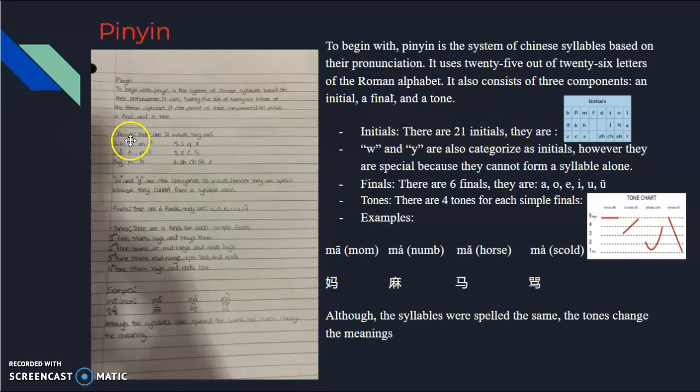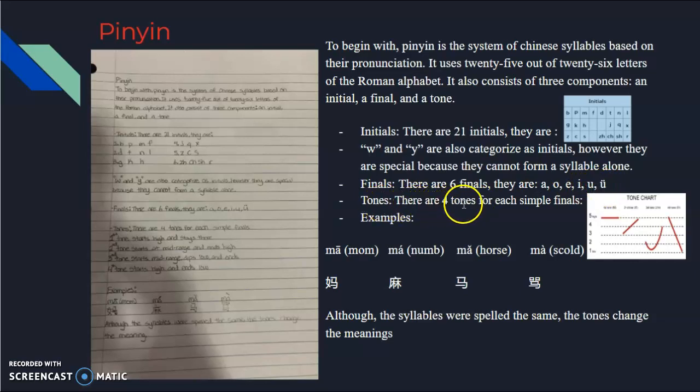They are B, P, M, F, D, T, N, L, G, K, H, G, T, C, Z, Ch, S, Z, Ch, S, R. U and E are also characterized as initials, however, they are special because they cannot form a syllable alone. Finals. There are 6 finals. There are A, I, Bu, Yu.